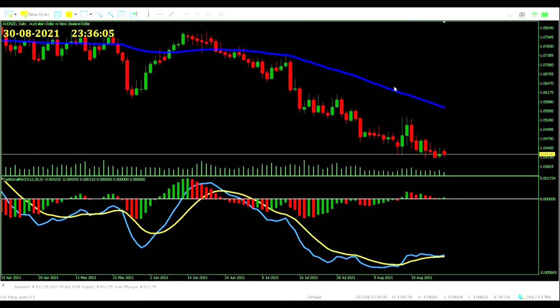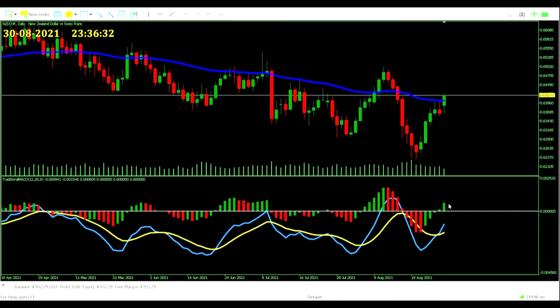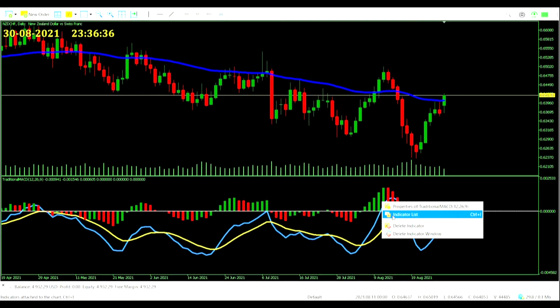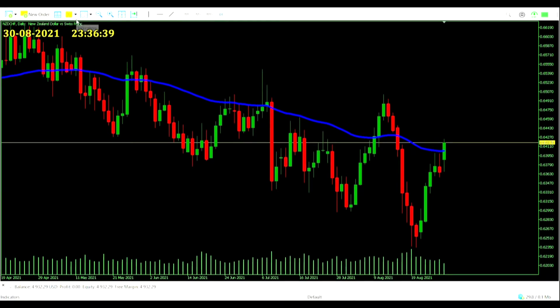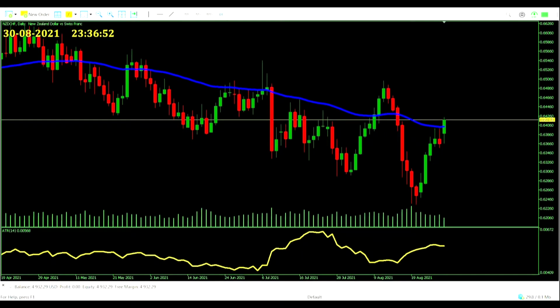So now we know the only trade that we need to take is the New Zealand dollar against the Swiss franc. Again, we're going to ignore that euro New Zealand dollar one. So let's get the New Zealand dollar Swiss franc pairing back up. And there it is, you see, it's a buy signal. So now let's close this MACD and let's open our average true range. We've got $4,932.29. And again, it's going to be that 2% risk trade.